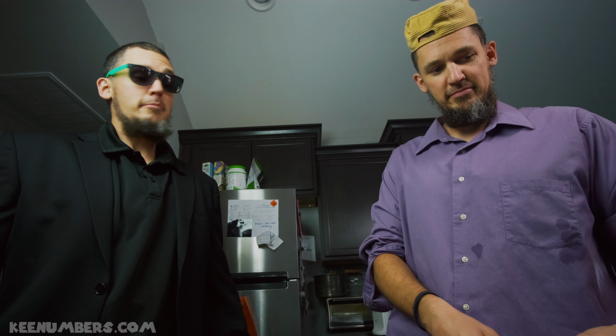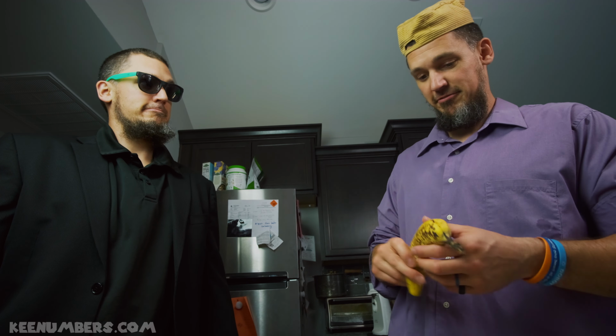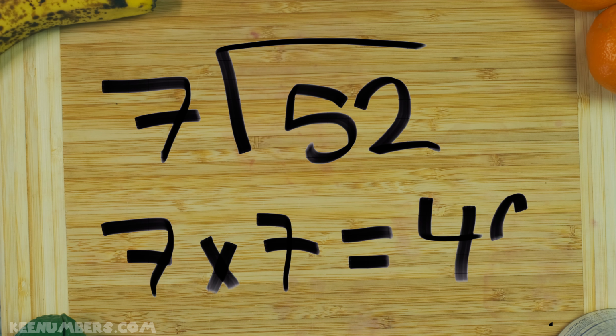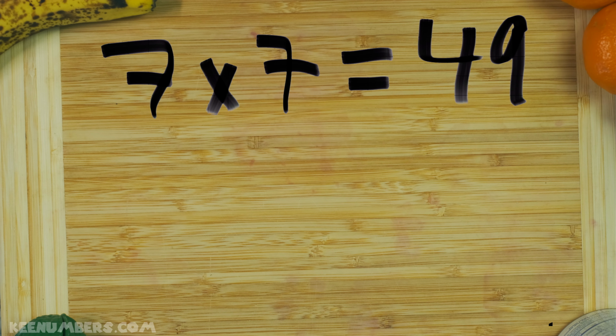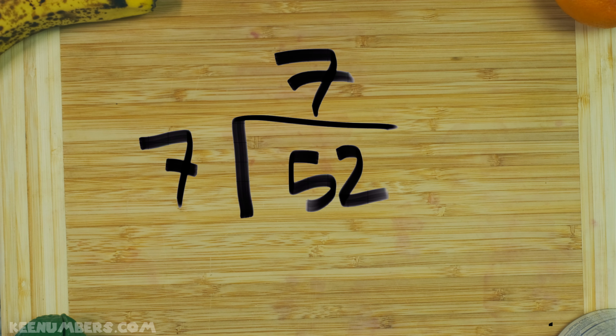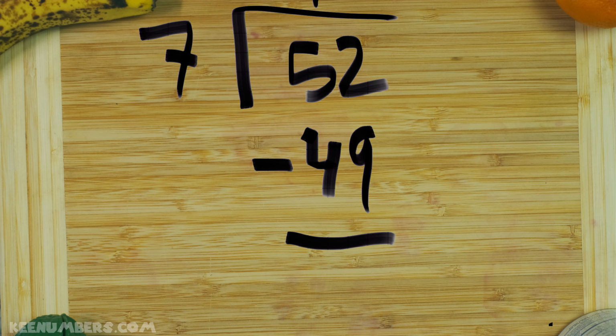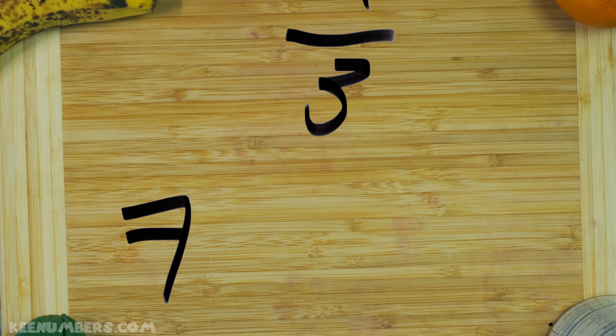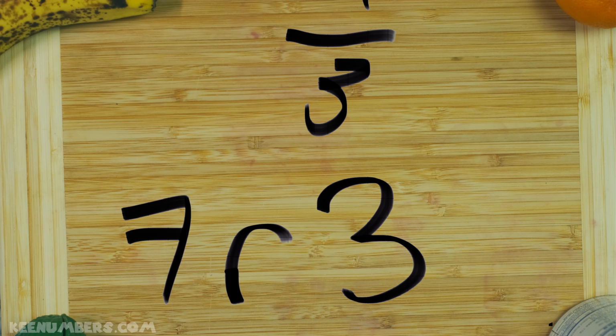We're gonna share bananas with our friends. Banana chef. Let's divide 7 into 52. Does 7 go into 52 nicely? No, but we do know that there are 7 7s in 49. So we're gonna have a remainder here. The difference is 3. So that means we have 7 with a remainder of 3.